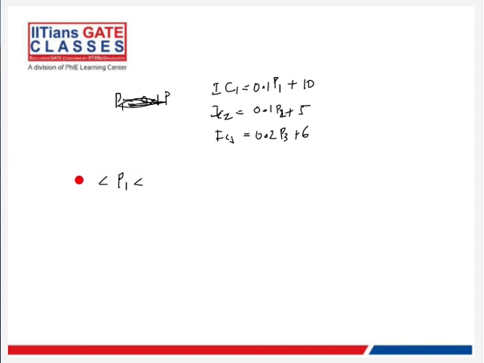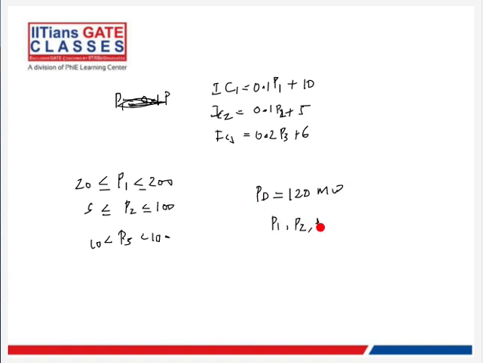P1 less than or equal to, P2 is less than or equal to, and P3 less than or equal to 10 less than or equal to 100. So if PD is say 120 megawatt, calculate P1, P2, P3. Can you calculate P1, P2, P3 for this one?